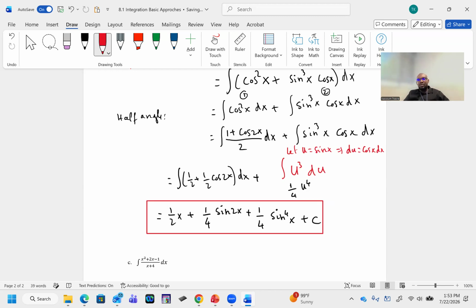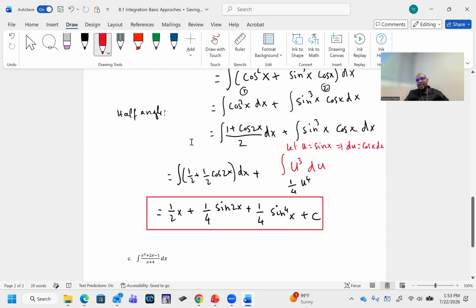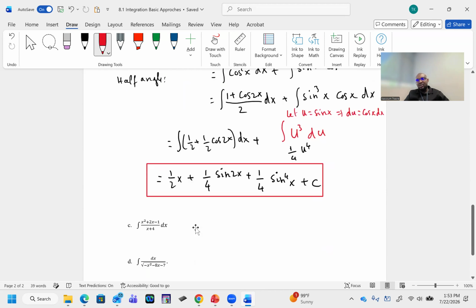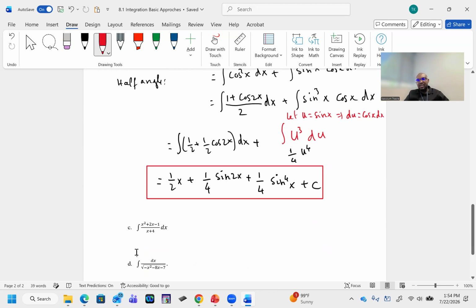Right, and that's it. So you see, I try to simplify, and by simplifying, I have to use some trigonometric identities and then find my solution. So practice, okay? Practice makes perfect. So now let's move to the next one.